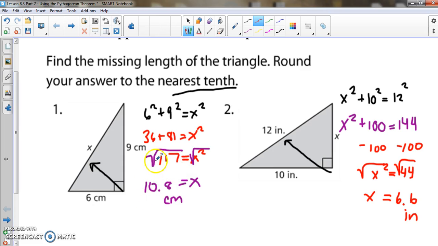When you type in the square root of 117 into your calculator, it's probably going to give you back 3 square roots of 13, but in order to get rid of that, you hit that double arrow button to get it to a decimal. So 10.87 centimeters would be the correct answer.